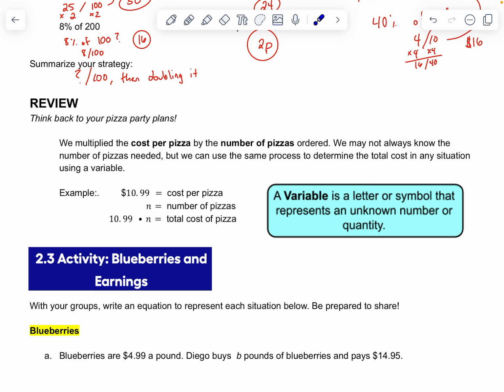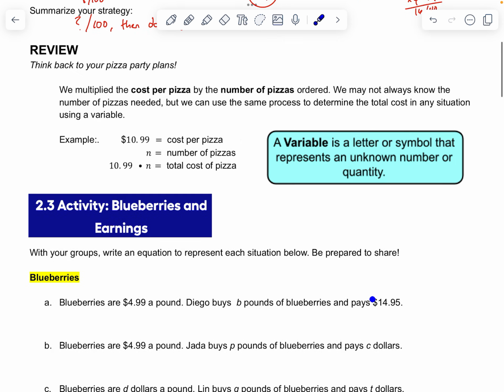if we wanted to figure out how much the total would be, we'd have to multiply it by the number of pizzas that we intended to buy, excuse me. So $10.99 times, let's say, n pizzas, right? Well, n in this case is a variable. I know you guys have gone through this before, but it's a letter or symbol that represents an unknown number or quantity. So we're going to use all different kinds of variables this year, right?